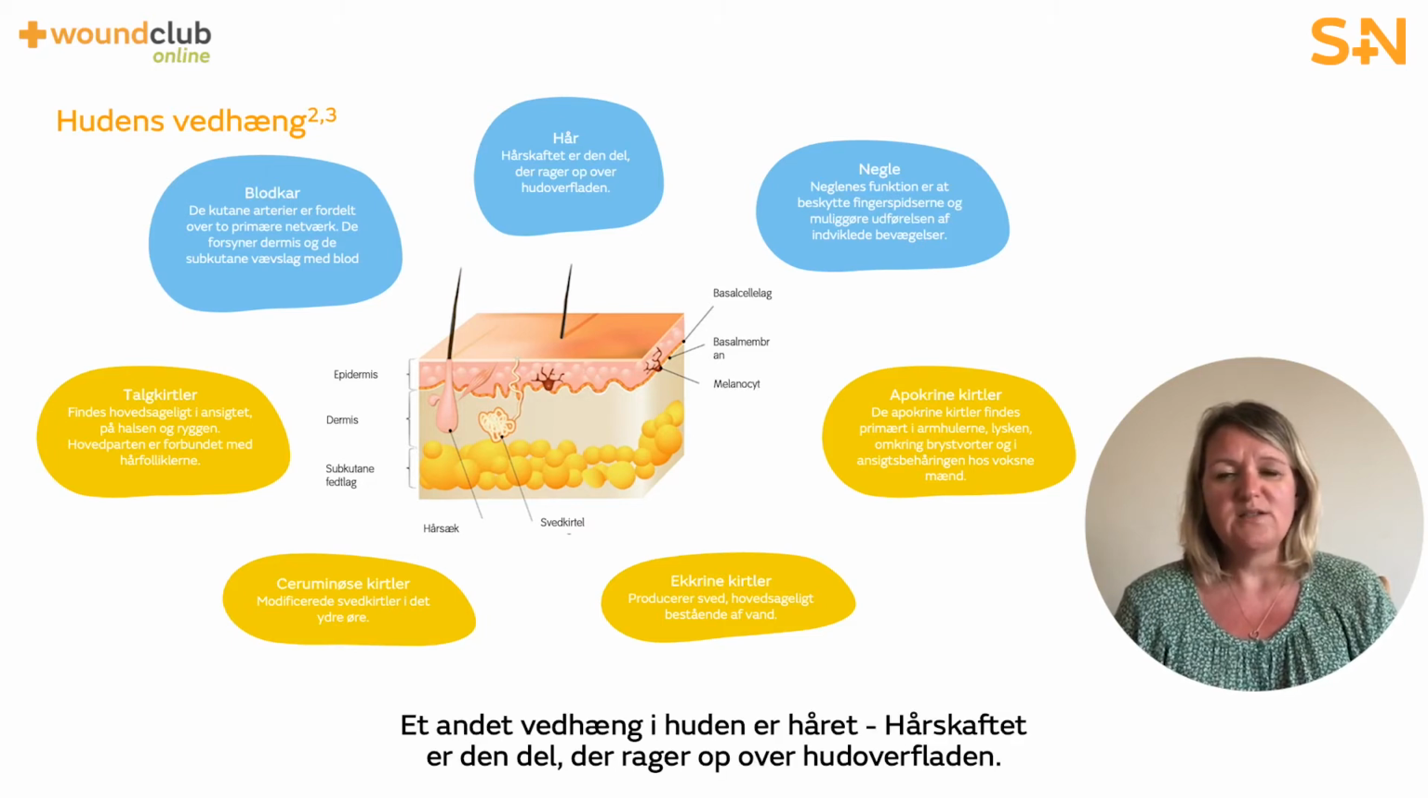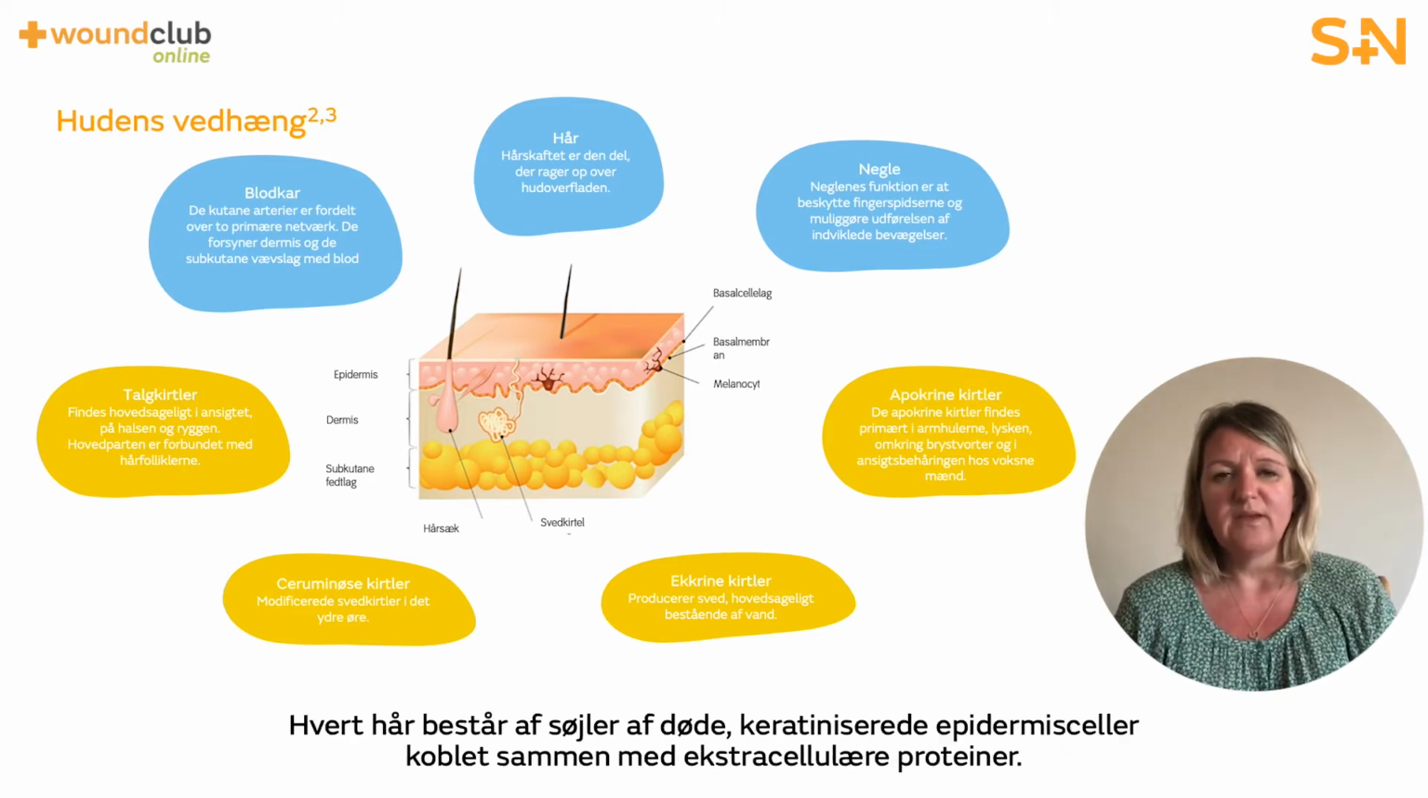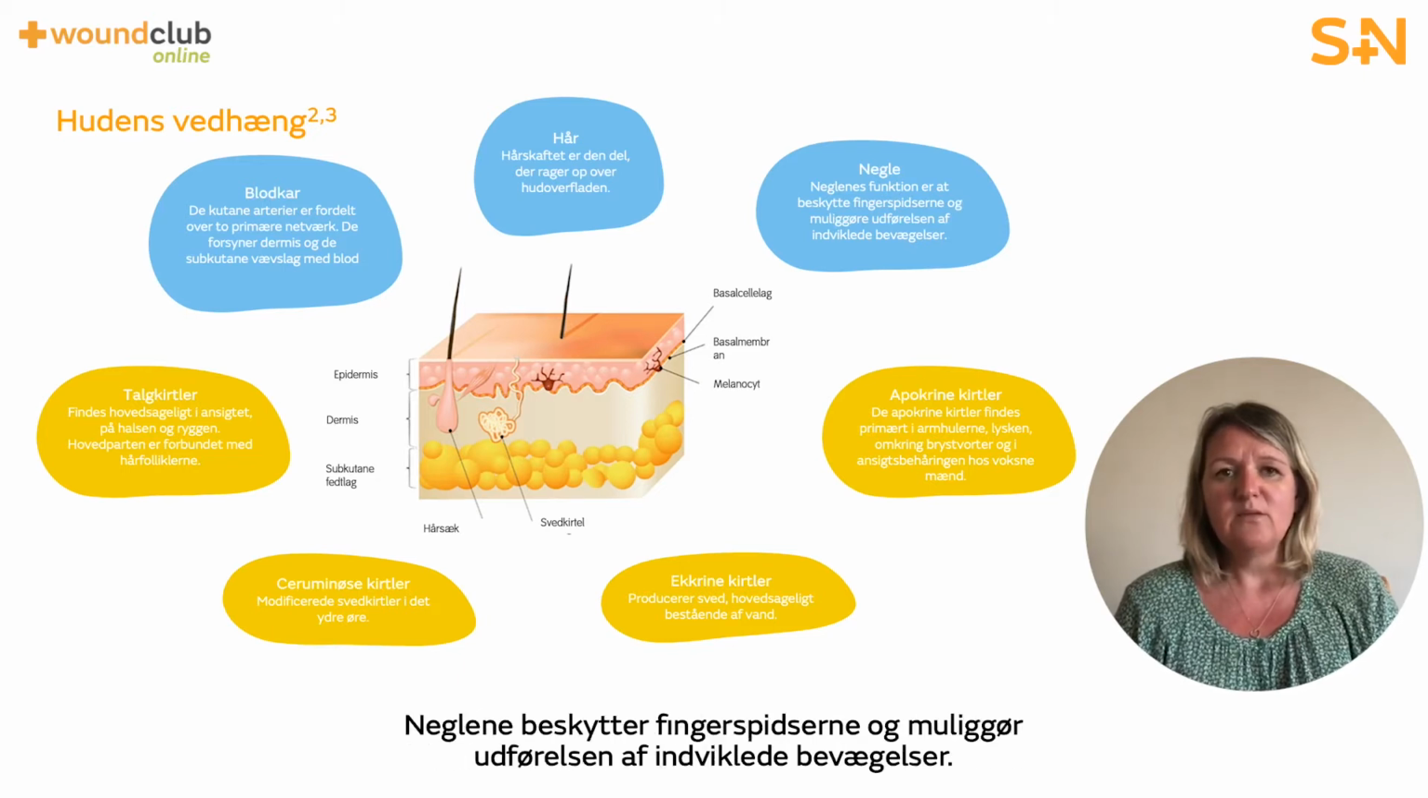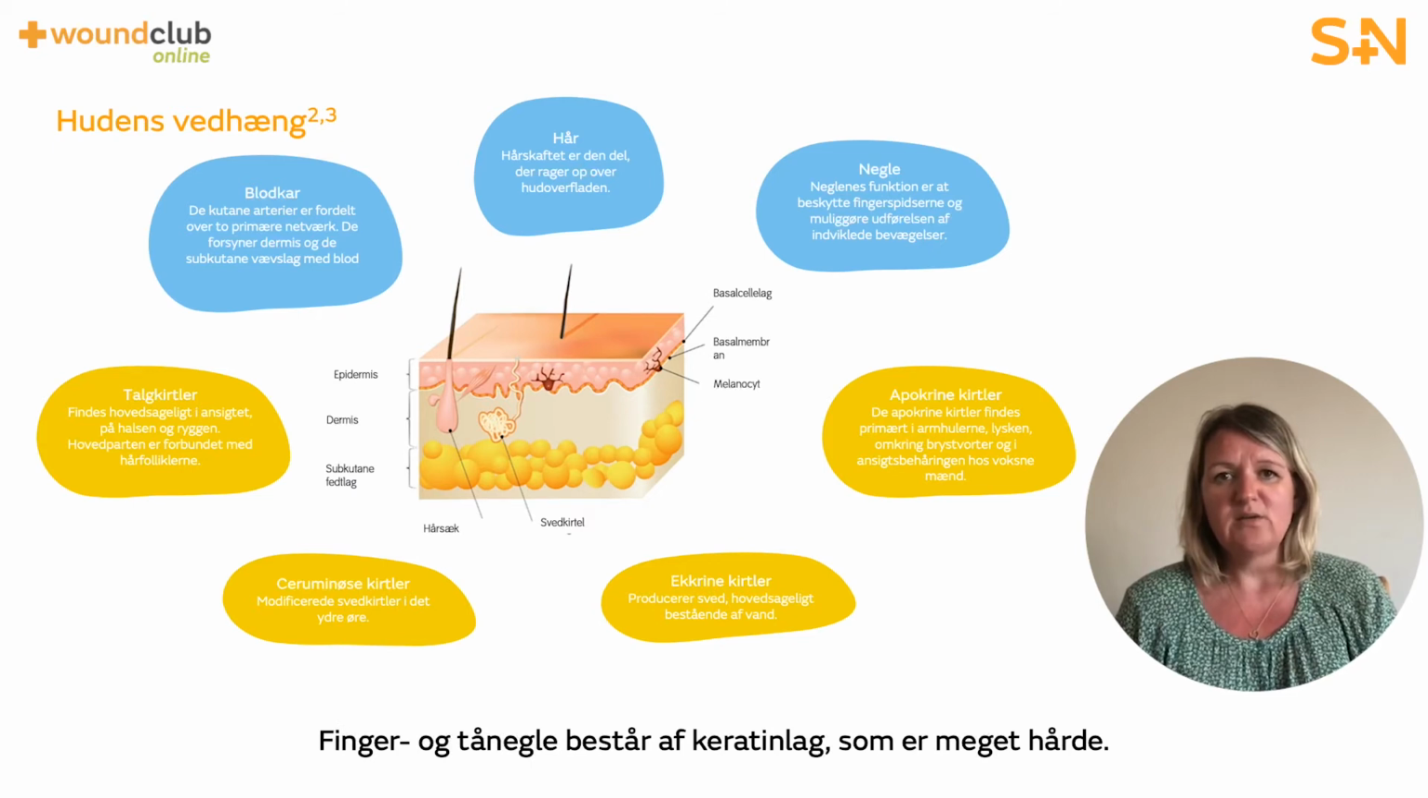Another appendage in the skin is hair. The shaft of a hair is the segment that projects above the surface of the skin. Every hair is made up of columns of dead, keratinized epidermal cells connected together with extracellular proteins. Nails are there to protect the ends of the digits and to allow the performance of intricate movements. The finger and toenails are made of sheets of keratin and are very tough.